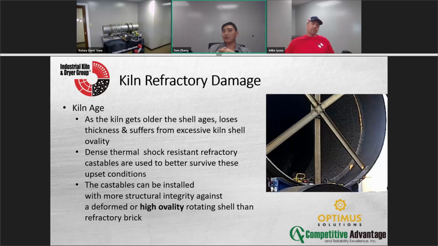Again, the ovality is the major part of making sure your refractory stays in tip-top shape. There are certain limits on it. Make sure that you do that whenever you do an alignment check, whenever you do mechanical measures or diagnostics, go ahead and make sure you get ovality on it.